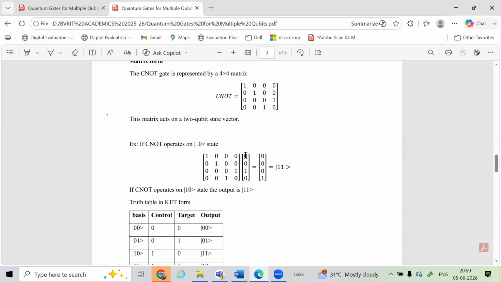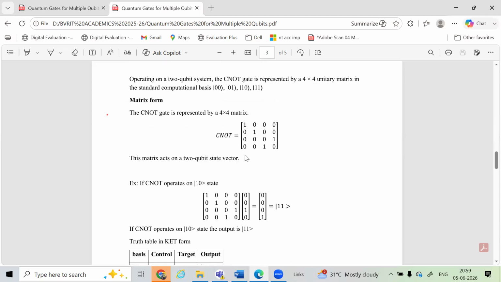Now, if you want to check in matrix form, first we need to take the matrix representation of the CNOT gate. See here, the matrix: here it is not 1, this is the 1. Then these values are changed. In the unitary matrix, these two rows are interchanged. This is the CNOT gate matrix form. If the CNOT gate operates on the 1, 0 state, as we previously discussed, how can we write the matrix of the 1, 0 state? This is the tensor product, state 1.